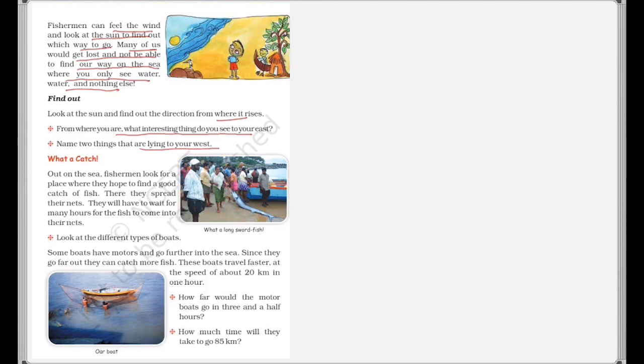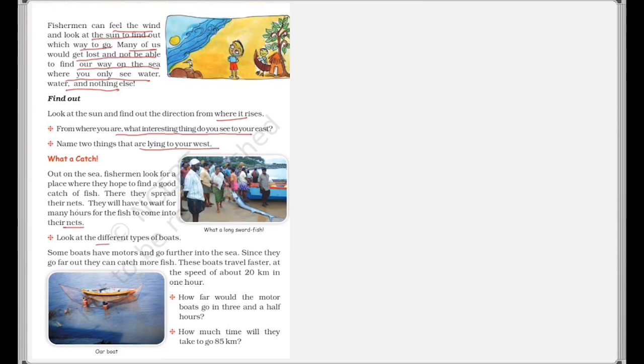Now, what a catch! Out on the sea, fishermen look for a place where they hope to find a good catch of fish. There they spread their nets. They will have to wait for many hours for fish to come into their nets.